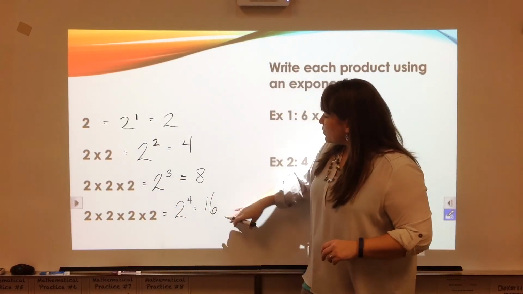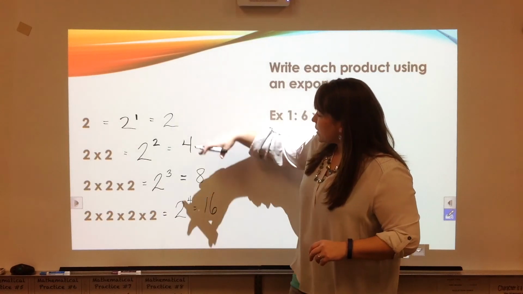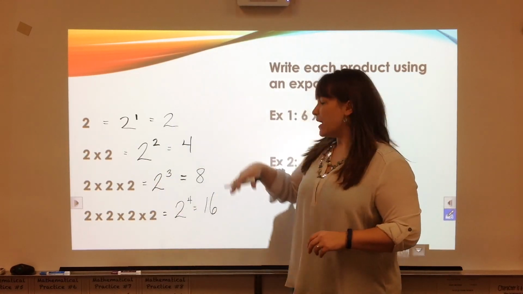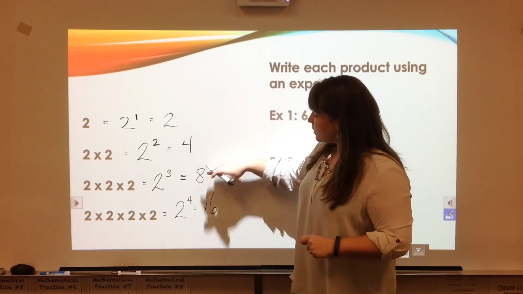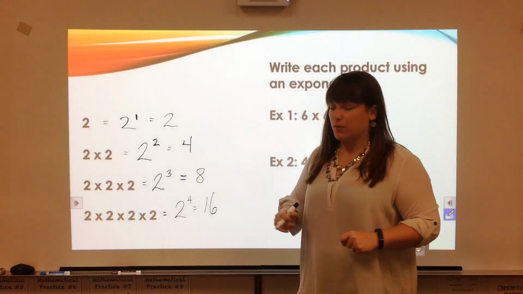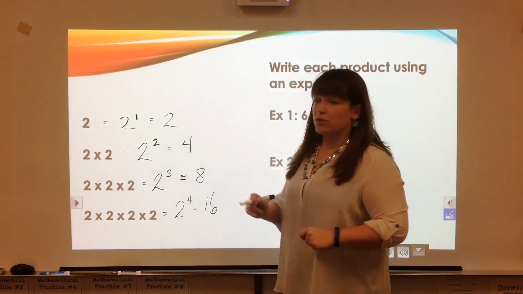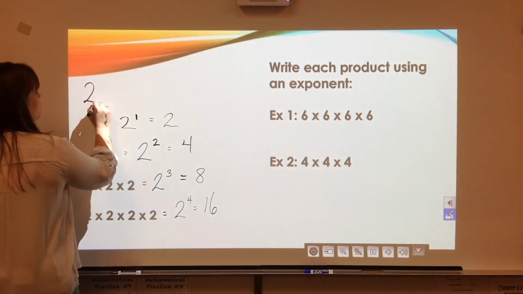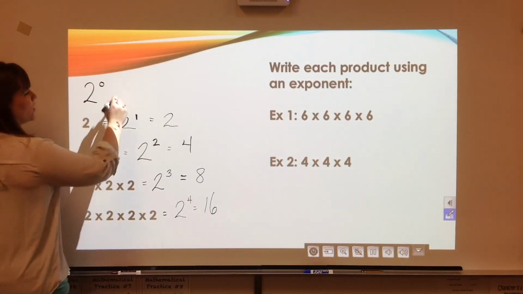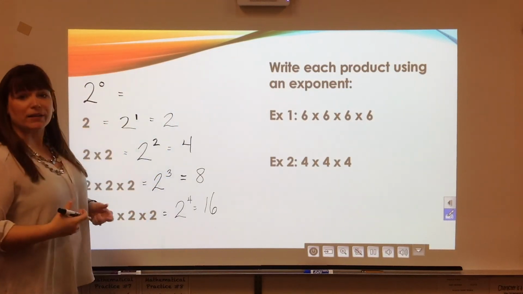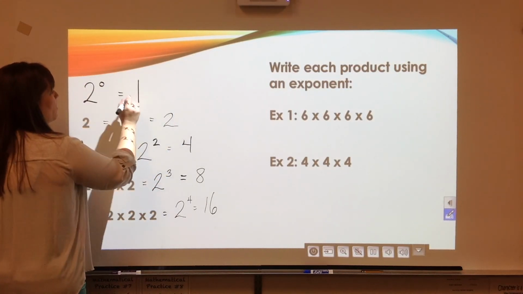So if you notice these answers, 16, 8, 4, and 2, you could go backwards and find a pattern. 16 divided by 2 is 8. 8 divided by 2 is 4. 4 divided by 2 is 2. So if we wanted to find out what 2 to the 0 power is, we could finish this pattern by dividing 2 by 2, and we would get 1.